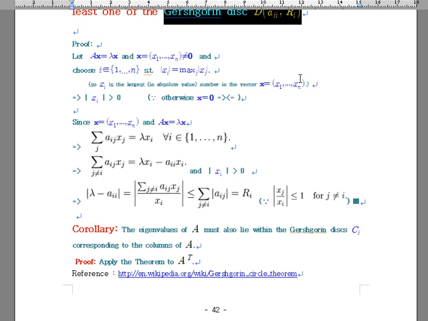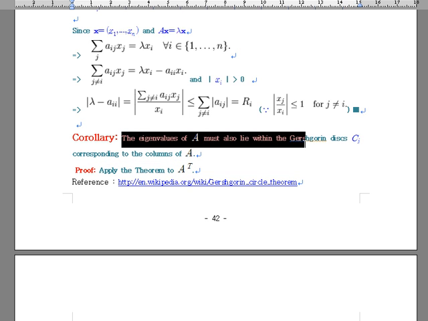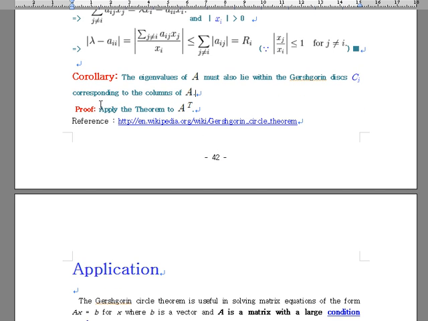And as a corollary, the eigenvalues of A must also lie within the Gershgorin disks C_j corresponding to the columns of A, because the set of eigenvalues of A is the same as the set of eigenvalues of A transpose, whose characteristic polynomials are the same, because the determinant of lambda I minus A is the same as the determinant of lambda I minus A transpose. So we can think of lots of generalizations of this theorem.